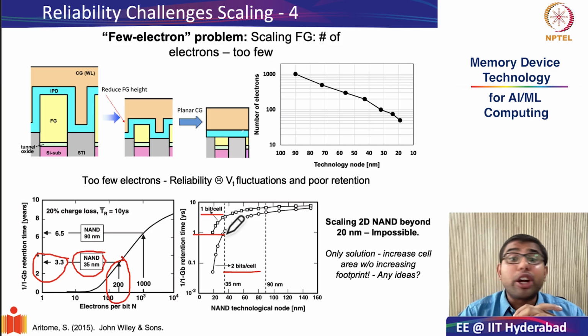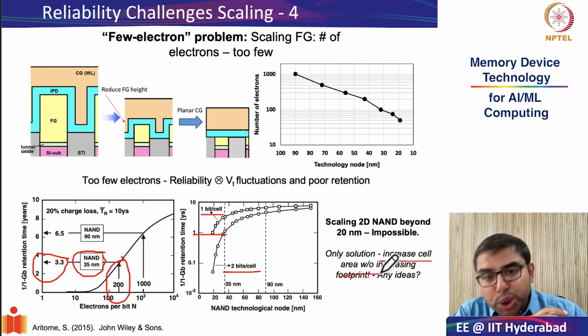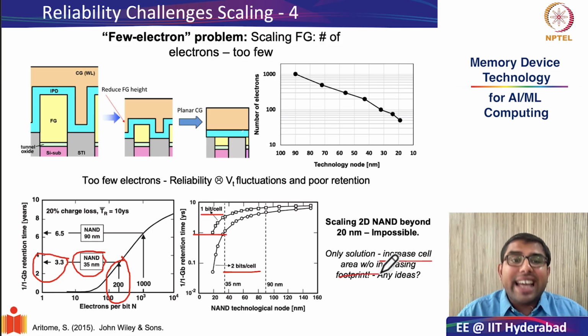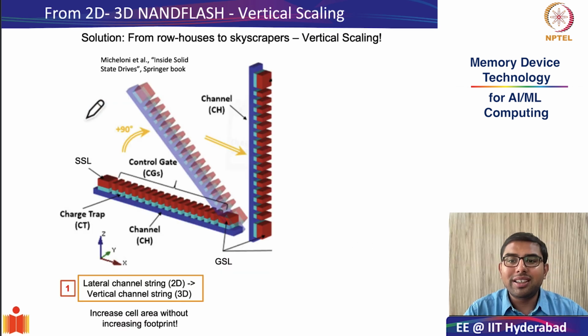So then we started looking for solutions. The only solution is to keep increasing the cell area and therefore more precisely the number of electrons. Keep increasing the number of electrons without increasing the footprint. So do you have any ideas inspired from modern day city planning? So the idea is to scale in the vertical direction. And this is how you transition from 2D to 3D NAND flash.